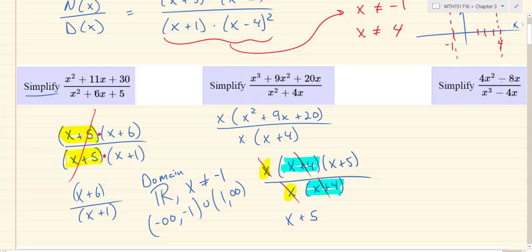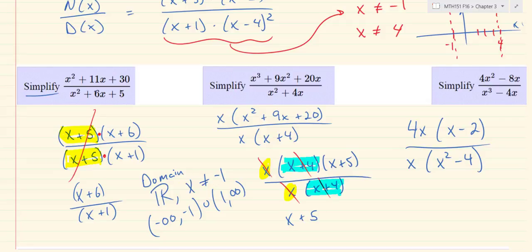On this one, we can factor out a 4x. That'll leave us with x minus 2. And on the denominator, we can factor out, what, just an x, right? So that's going to be x squared minus 4. And then you take a look at the top and you say, is that factored completely? Yeah, that's factored completely. You look at the bottom, is that factored completely?